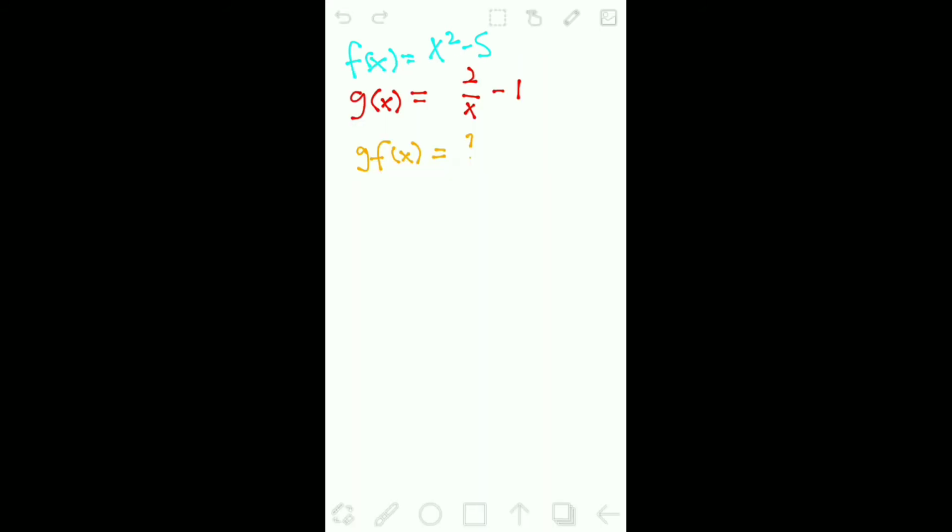So now we are going to find the composite function g of f(x). So what does g of f(x) mean? It means this function f(x) gets inside that function g(x). So this whole expression, x squared minus 5, gets inside here, the variable x owned by the function g(x). So whenever you see the variable x, you just substitute x squared minus 5, or the function f(x).